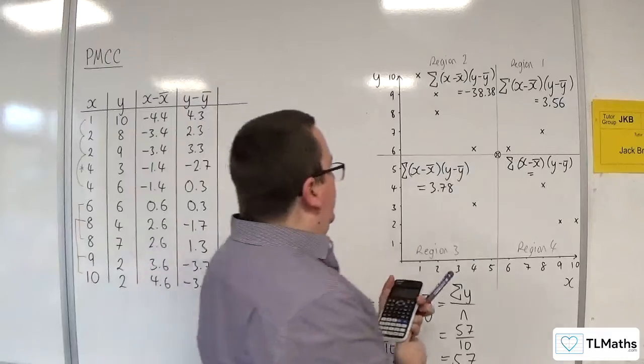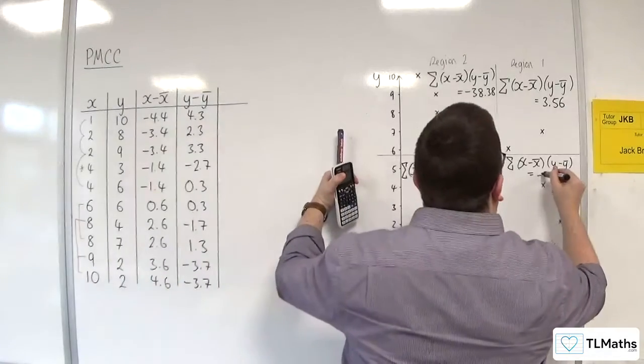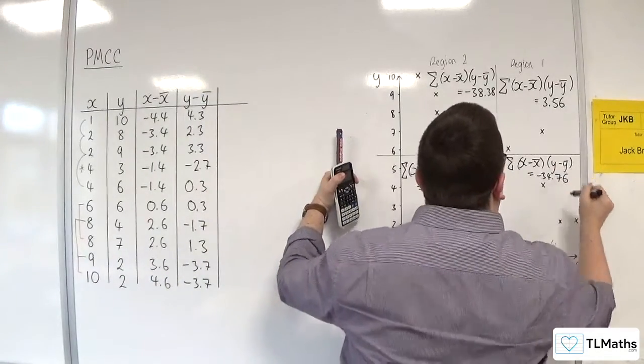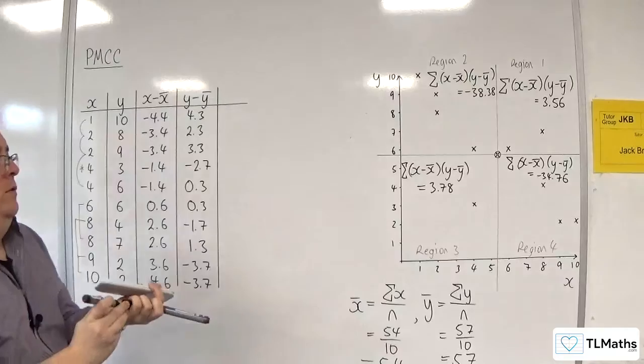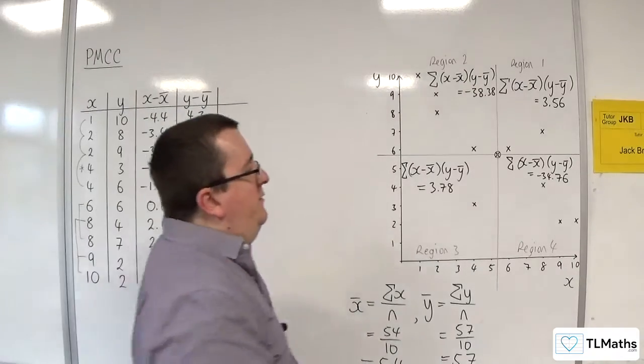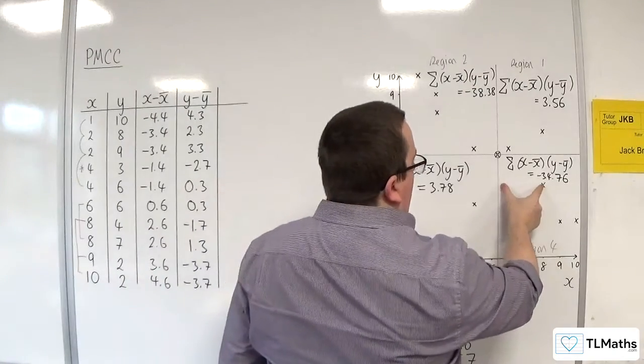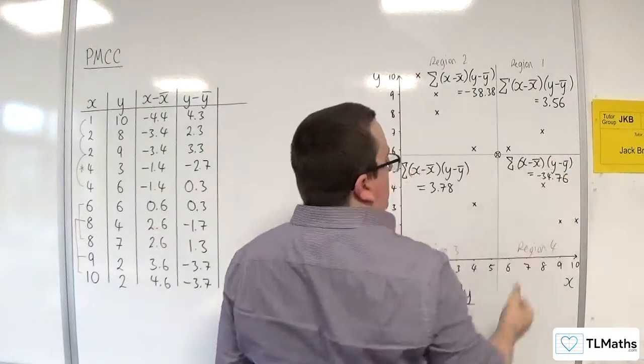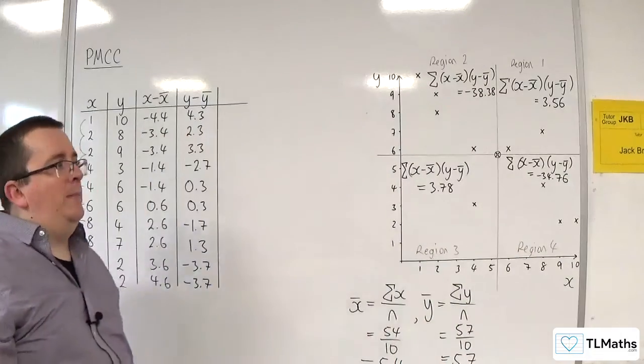Minus 34.76, so minus 34.76 goes in there. Now, are we surprised that that's negative? Well, we've got a positive value times a negative value in each of those cases, and so we would expect a negative result.